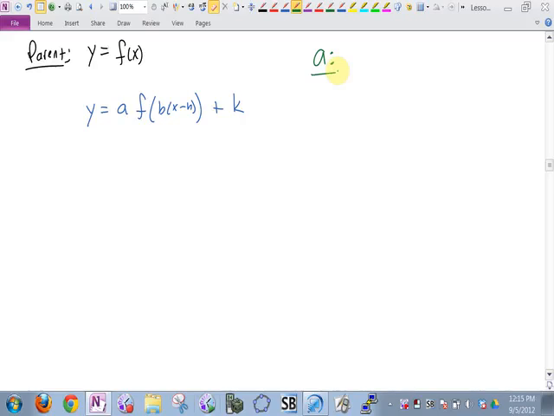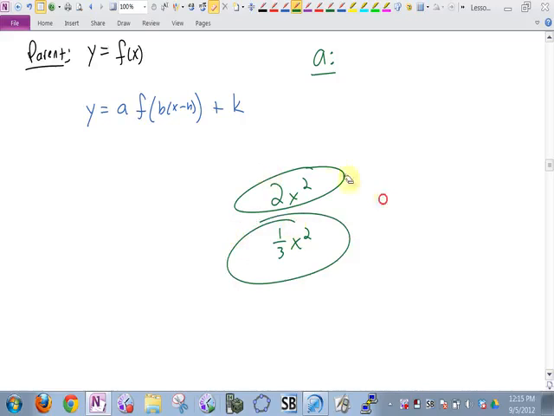Now, here's the thing. There's lots of discussion amongst teachers about what's the correct terminology to use. For example, 2x squared versus 1/3 x squared. What does that 2 do to the graph of that parabola? Vertically stretches it by 2. That's great. How would you describe the transformation going on with that one?